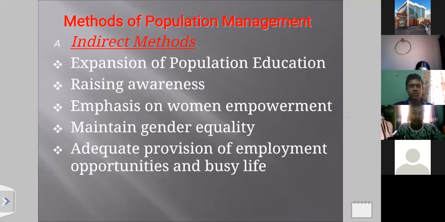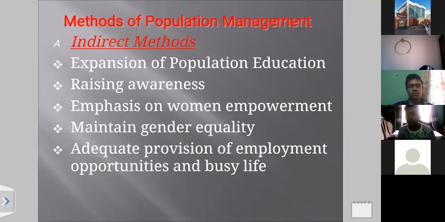I would like to request Mr. Sudin Paneru. Are you listening to me, Mr. Sudin? Yes, sir. Okay, Mr. Sudin, just Sirisa shared her opinion about the third, emphasis on women empowerment. Now, Mr. Sudin, the next indirect method of population management is maintain gender equality. Could you share with us about maintaining gender equality as one of the indirect methods of population management? What is your view? What is your thought? What's your opinion about that method?